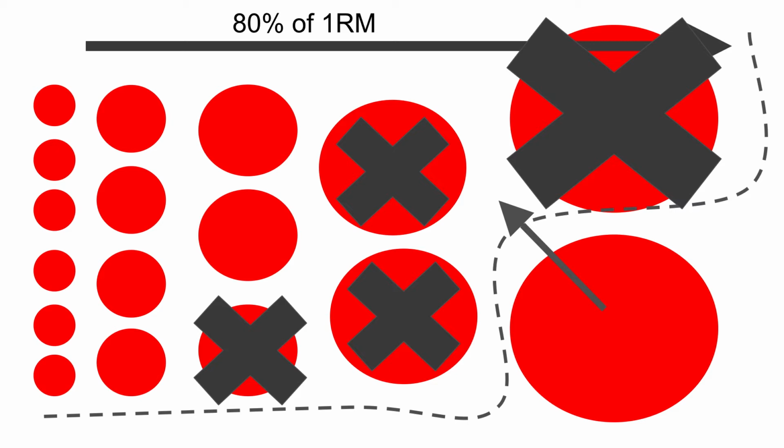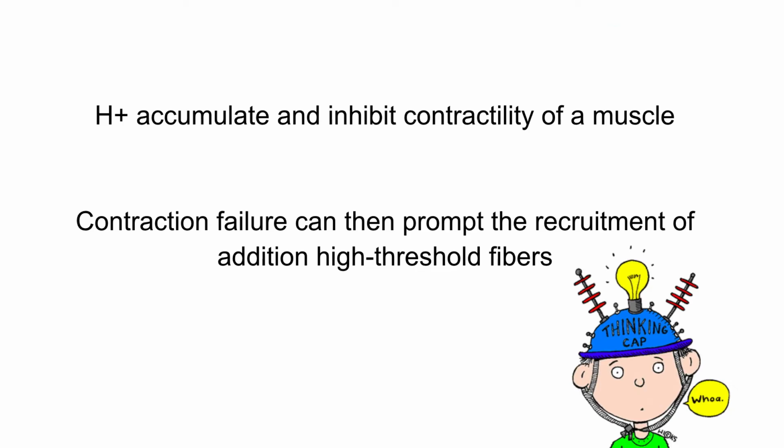Now, if you push yourself into failure, and that part's very important because you have to really push into the pain, your brain can recruit some larger, initially untapped fibers and bring them into the mix. We don't know exactly why this happens, but it's hypothesized that hydrogen ions accumulate and inhibit the contractility of the muscle fiber. And this contraction failure can then prompt the recruitment of additional muscle fibers.